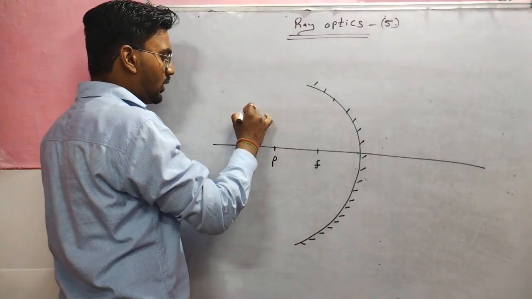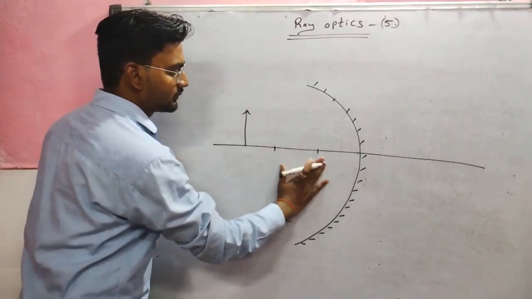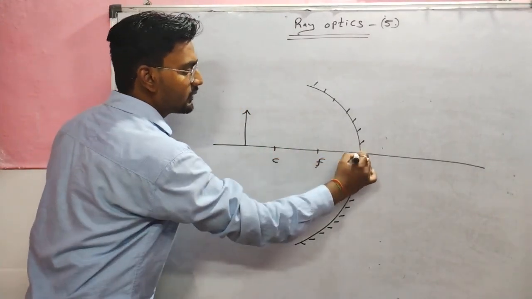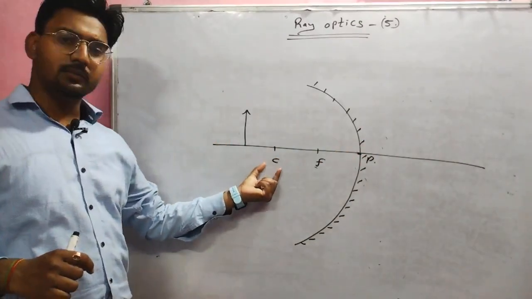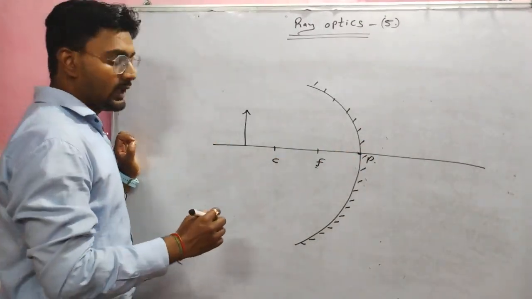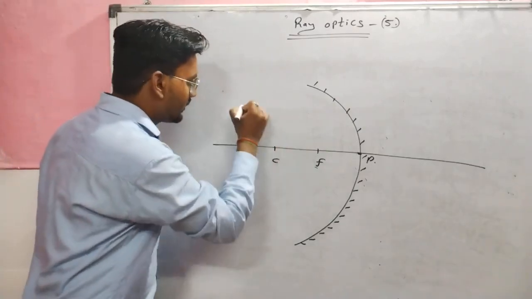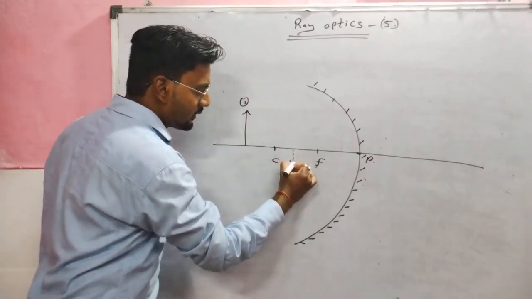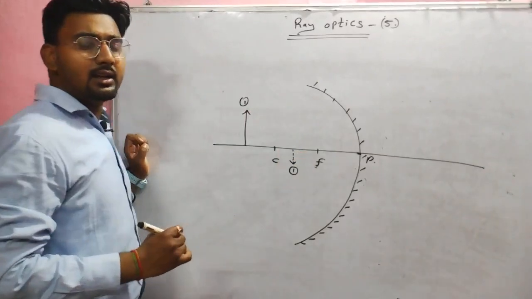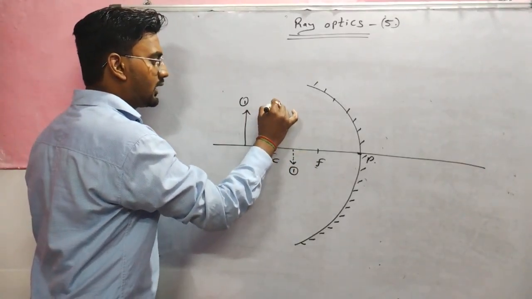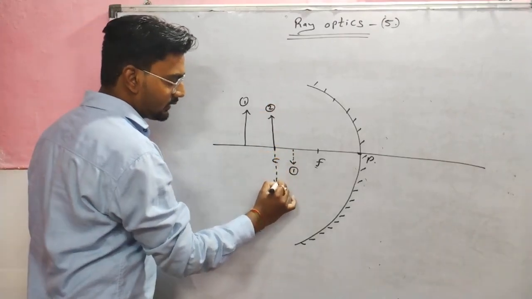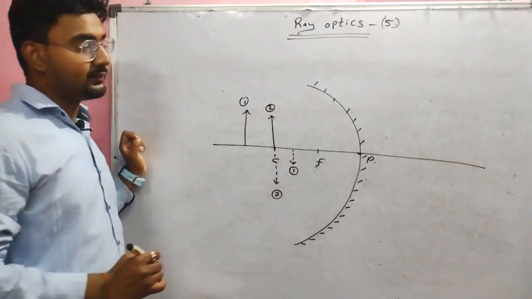Okay, and see that here, when we place the object beyond focus and center of curvature, and this is our pole. When we place the object beyond center of curvature, then image is formed between C and F and small in size. When we place the object at C, image is formed at C of same size.